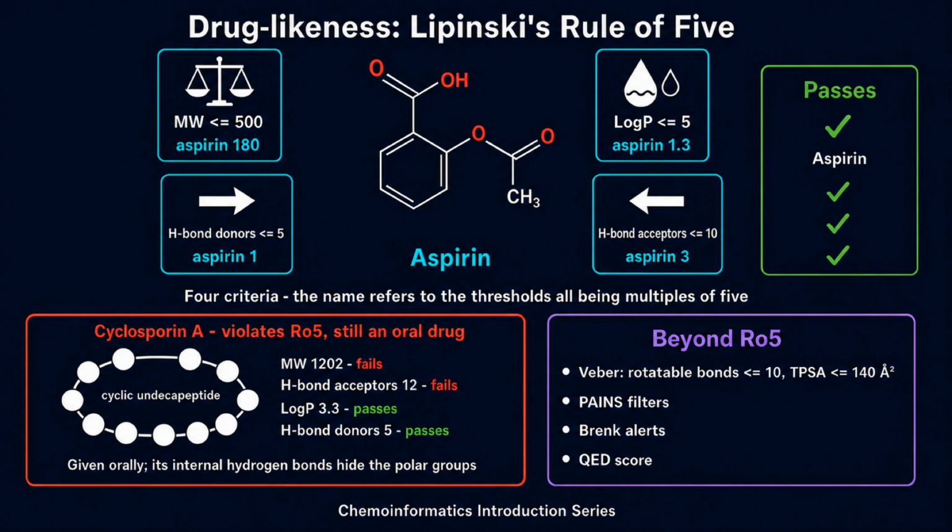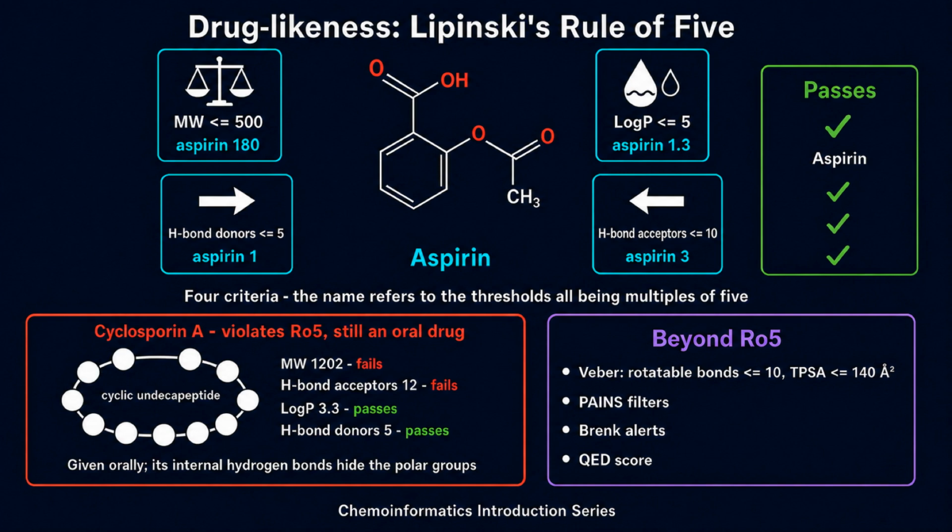Lipinski's rule of 5 is a famous filter for drug likeness, derived from analyzing orally active drugs. There are 4 criteria: molecular weight 500 or less, log P 5 or less, meaning not too greasy, hydrogen bond donors 5 or less, and hydrogen bond acceptors 10 or less. The name comes from the thresholds all being multiples of 5, not from there being 5 rules.